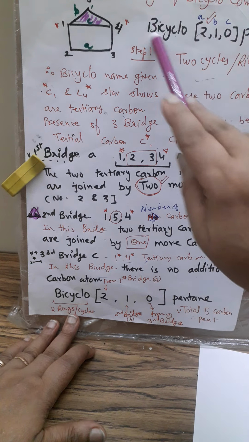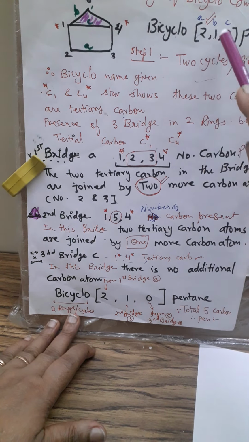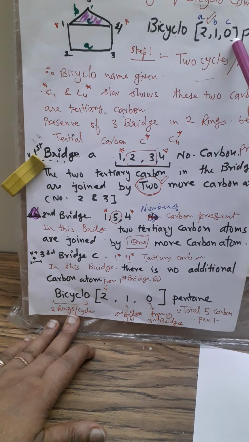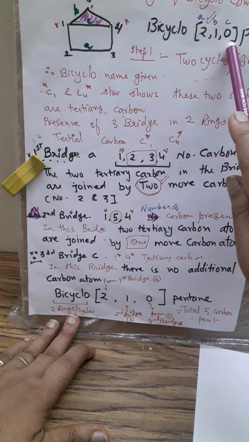So now the total name is bicyclo 2, 1, 0. How many total carbons are here? 5. So it is pentane. Clear? Bicyclo 2, 1, 0 pentane.